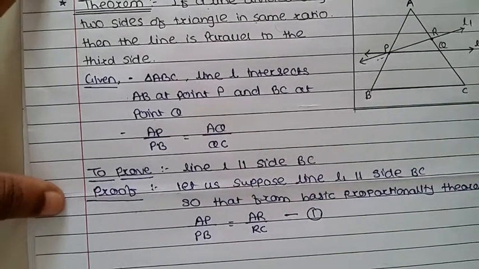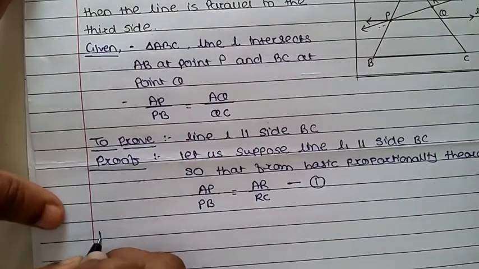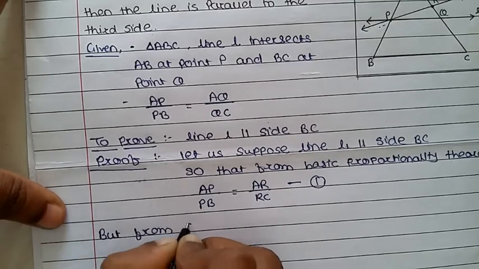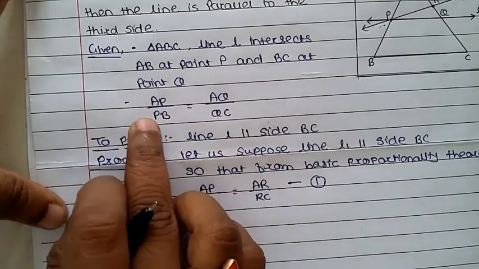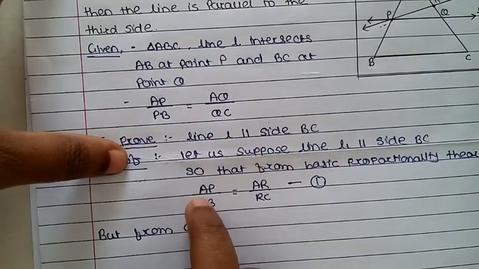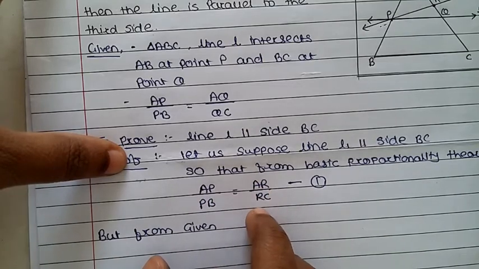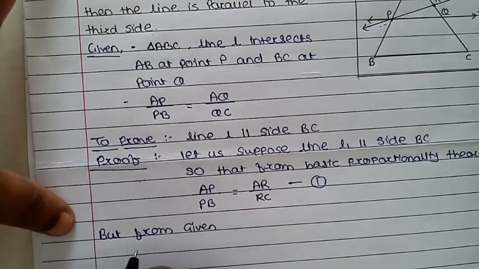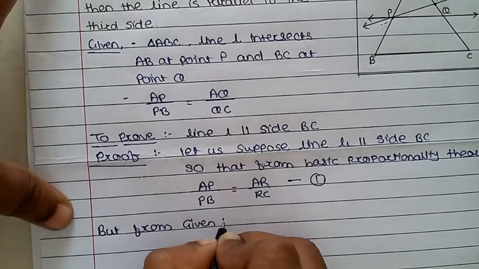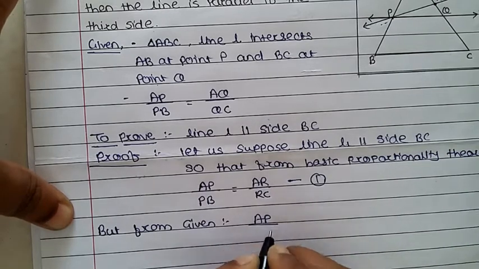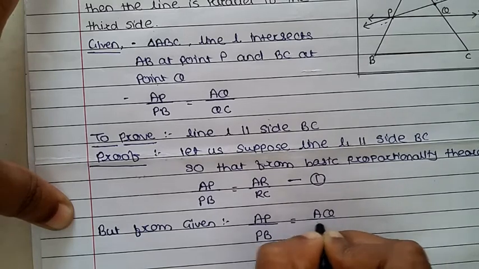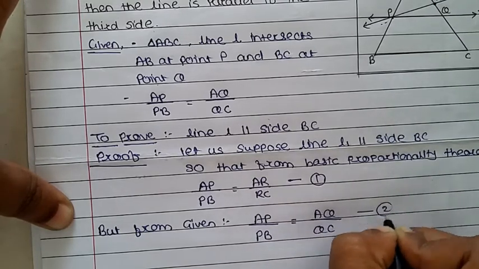Now next, from the given we have AP upon PB is equal to AQ upon QC. And in equation number 1, AP upon PB is equal to AR upon RC. So we can write the given as AP upon PB is equal to AQ upon QC, and this is your equation number 2.